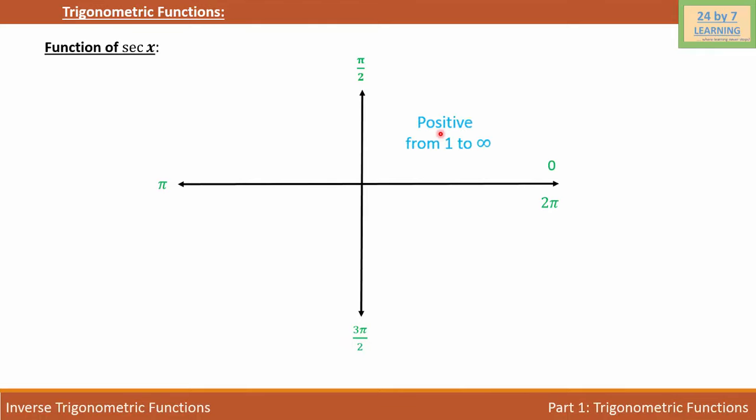The value of secant is positive in the first quadrant, and the values vary from 1 to infinity. The value of secant is negative in the second quadrant, and the values vary from negative infinity to negative 1. The value of secant is negative in the third quadrant, and the values vary from negative 1 to negative infinity. And the value of secant is positive in the fourth quadrant, and the values vary from infinity to 1.